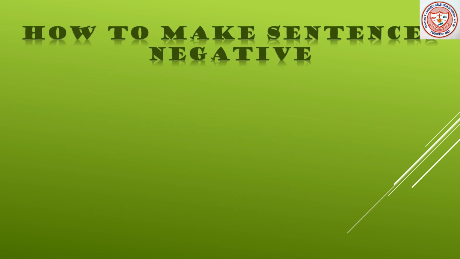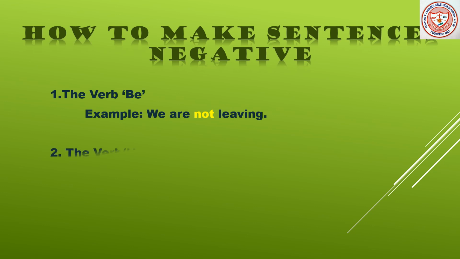Now, we will be talking about how to make sentences negative. Let us go through point 1. What is point 1? The verb be. We put not after the various forms of the verb be. Example: we are not living. In this sentence, we have used not after the be verb. So, it is a negative sentence.